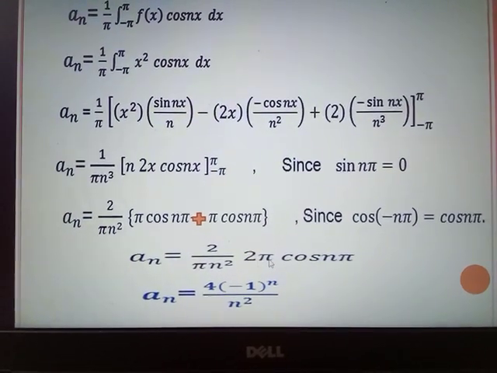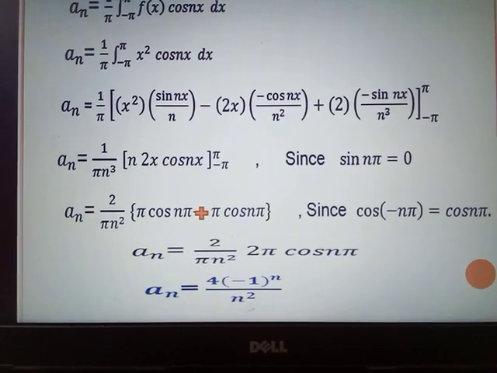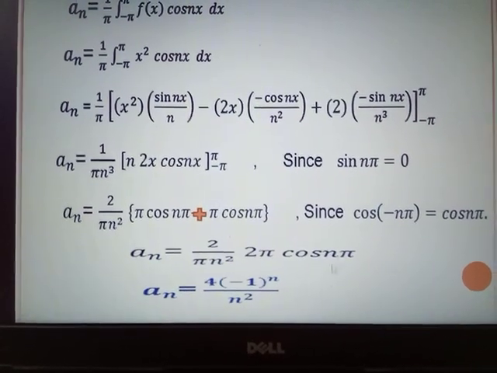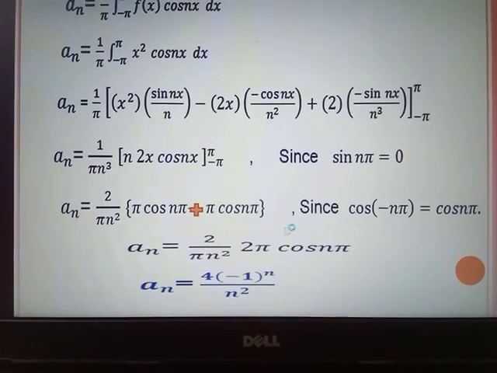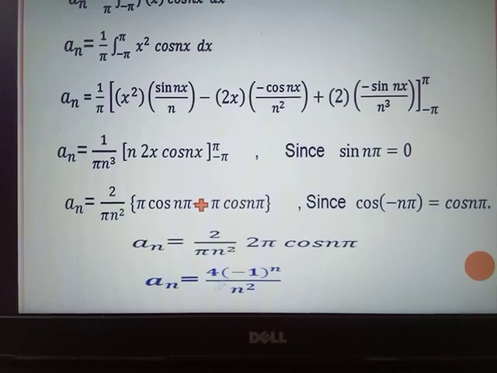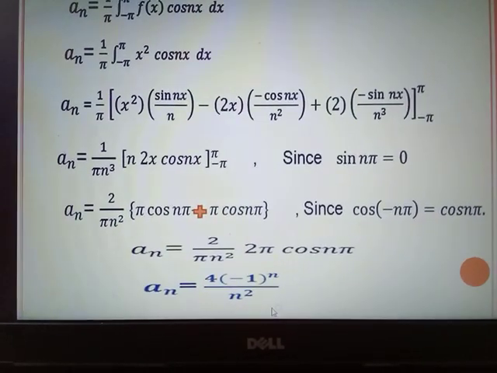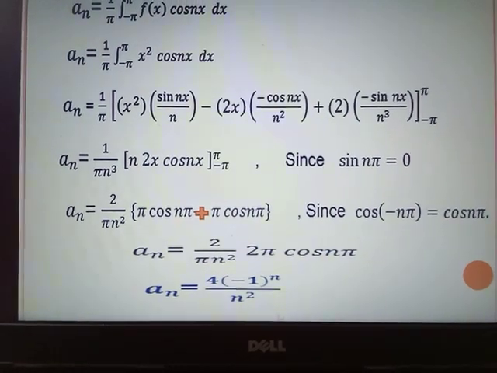Here this pi cancels with the denominator pi. Then it is 2 into 2, which is 4, divided by n square. We know that cos pi value is minus 1. Here we have cos n pi. Therefore, it is 4 into minus 1 raised to n divided by n square. This is the value of an.